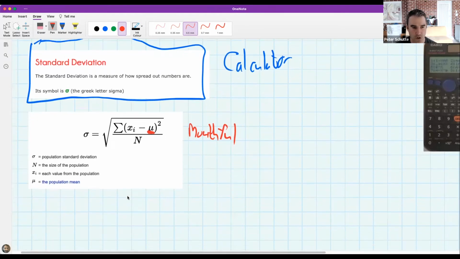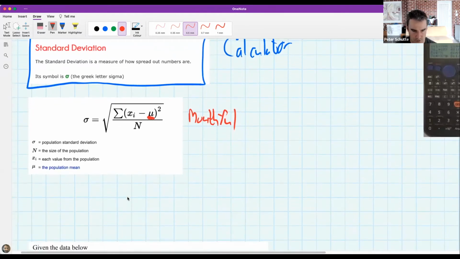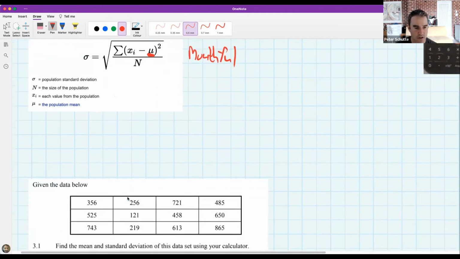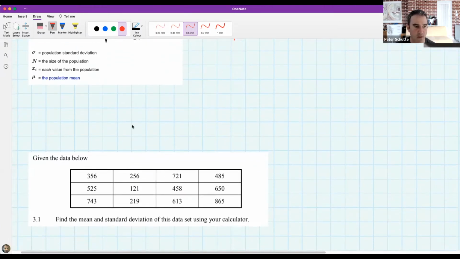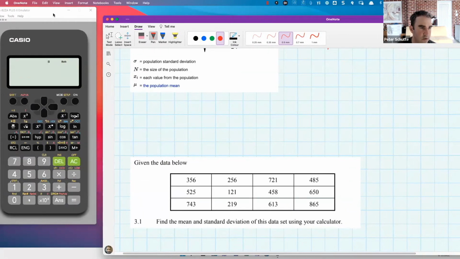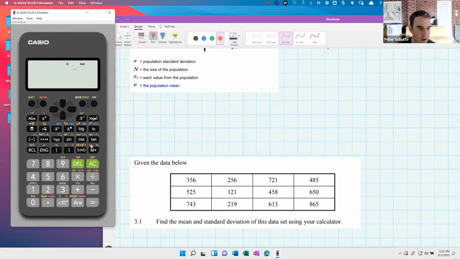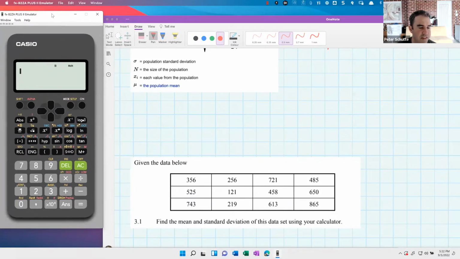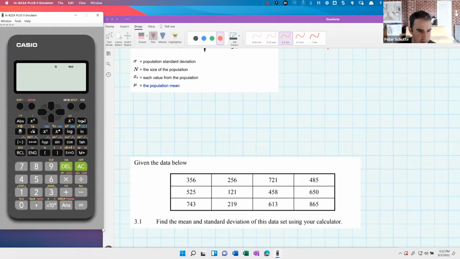But I think what we should do is just calculate it first. So let's go through an exam question and learn how to do this. What I have brought with me is my calculator, which I'm hoping you guys will be able to see. So let's get rid of that. Give me a thumbs up in the chat if you can see my calculator.